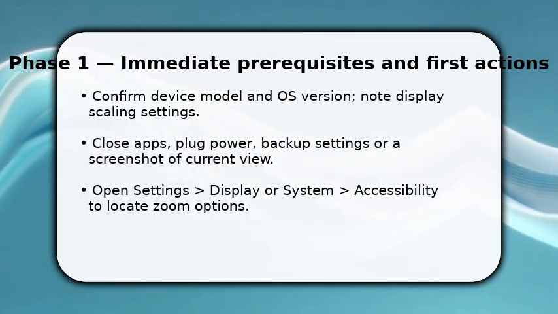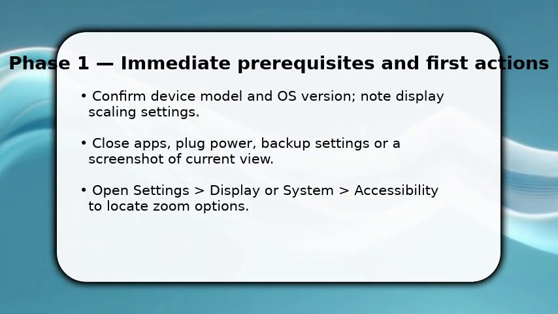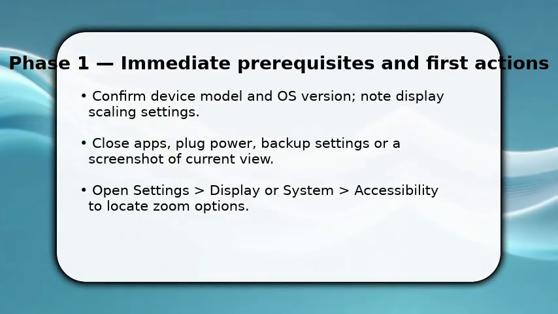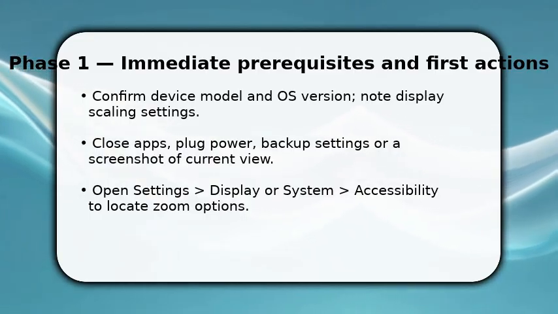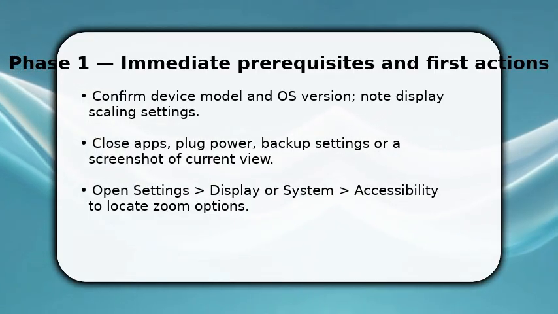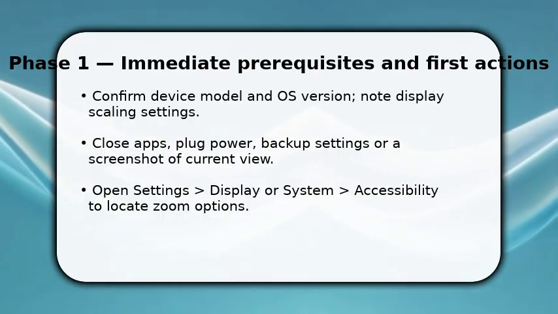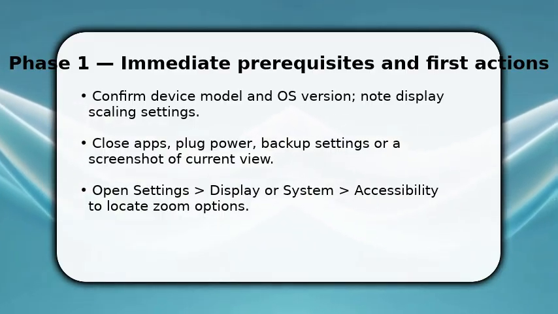Then, open Settings, Display or System Accessibility and find Zoom, Magnification, or Display Scaling. You're directly accessing the controls that cause the zoom. This prevents guessing. Now, move to the first change. Reset any custom scale or magnifier to default.